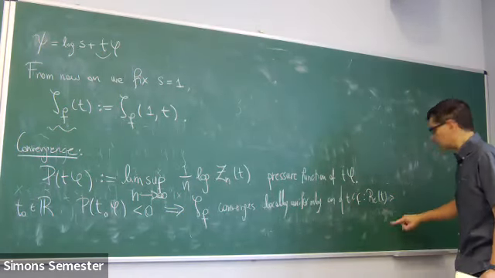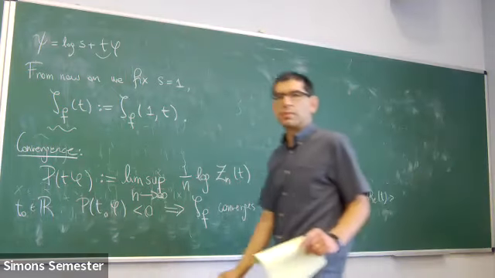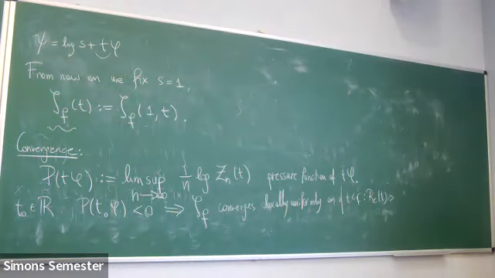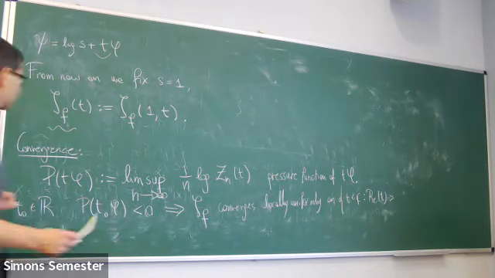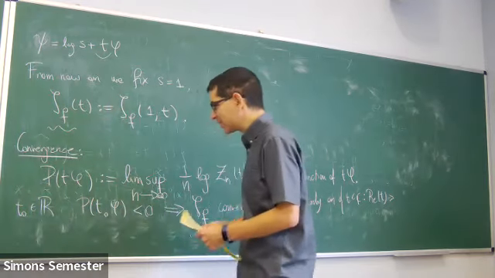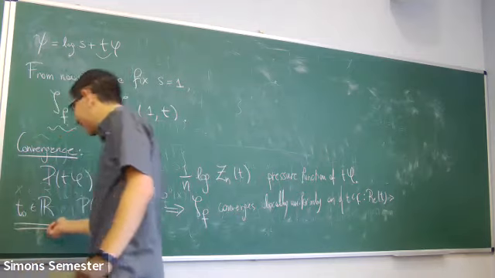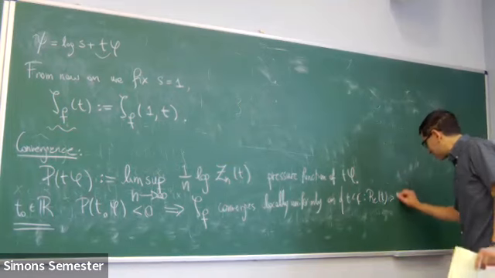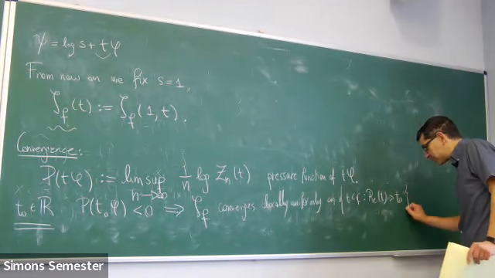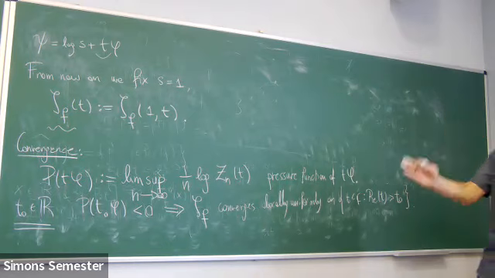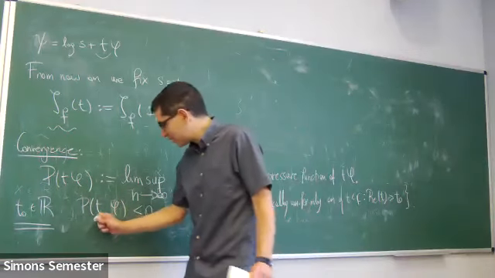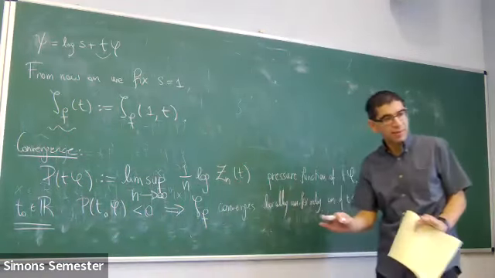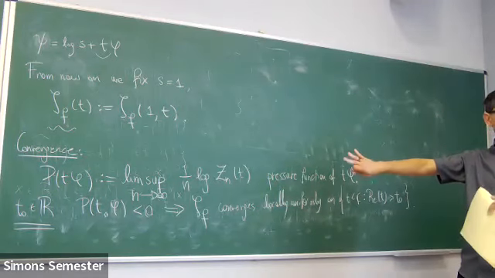Your definitions before were for complex T? Yes, that's a good question. So yes, it's complex. We allow complex T. So everything is formal. Now, T naught is real though. So if we know that for a certain T naught the pressure is negative, then we have convergence on that right half plane.